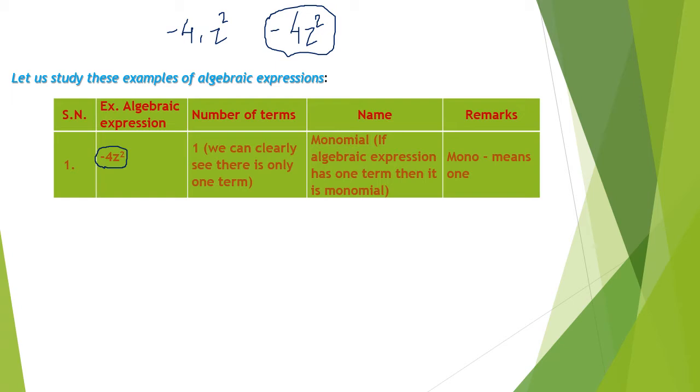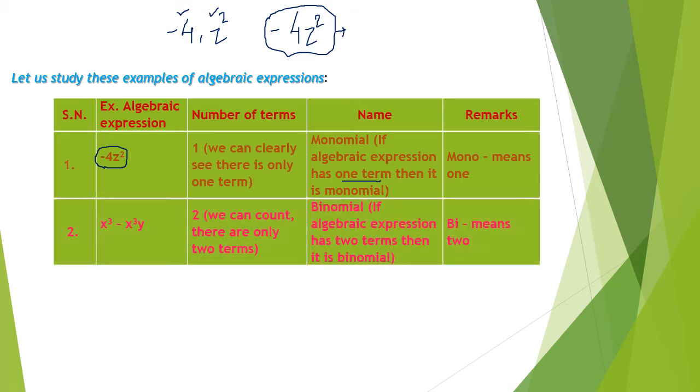If an algebraic expression has only one term, then it is called a monomial. Mono is a Greek word. Mono means one. Monopoly means just a one man show. So monomial means any algebraic expression having only one term. Don't get confused: minus 4 is a single term and z square is a single term, but if we combine them, minus 4 times z square, it will also be a single term. It won't be two terms.